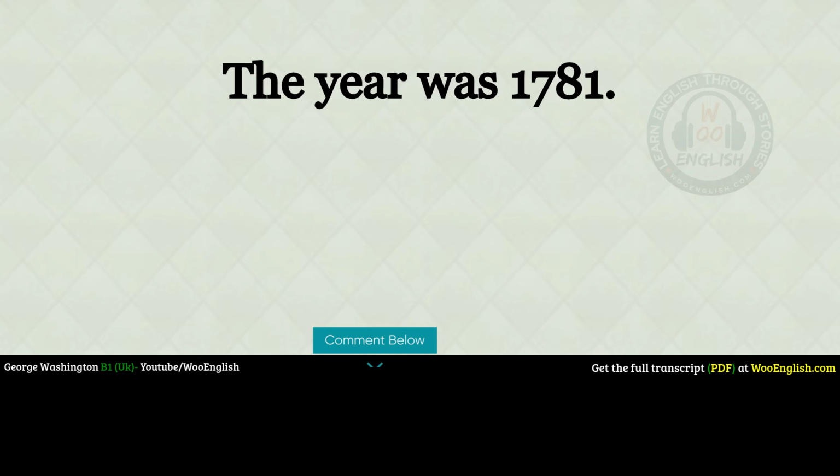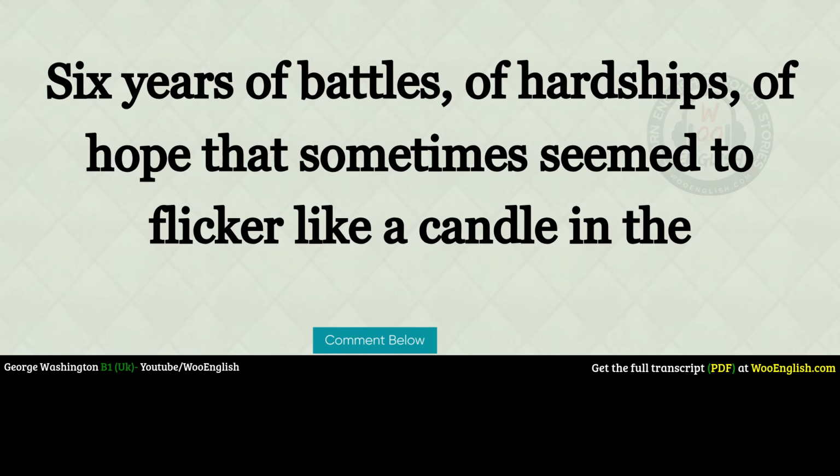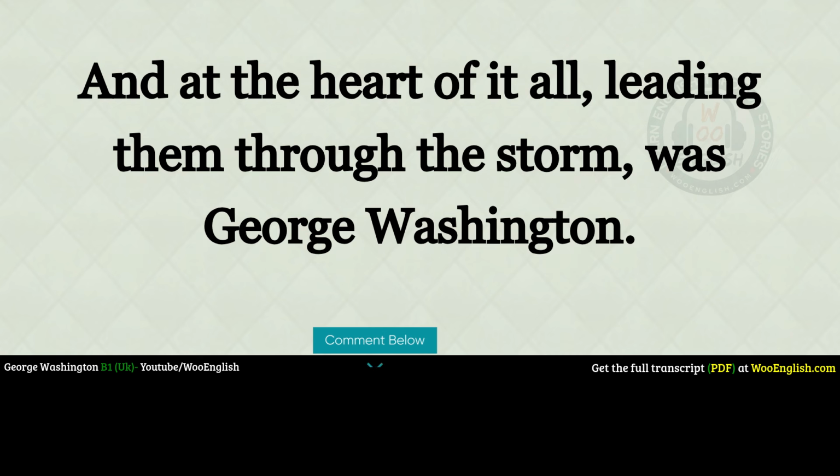Chapter 6. The Tide Turns. The year was 1781. The American Revolution had been raging for 6 long years. 6 years of battles, of hardships, of hope that sometimes seemed to flicker like a candle in the wind. The fight for independence had tested the will of every soldier, every citizen. And at the heart of it all, leading them through the storm, was George Washington.